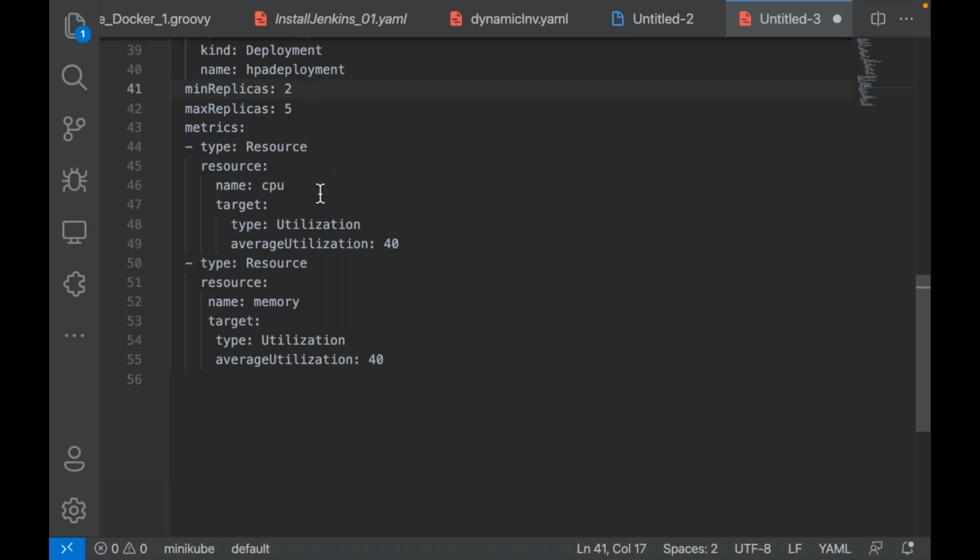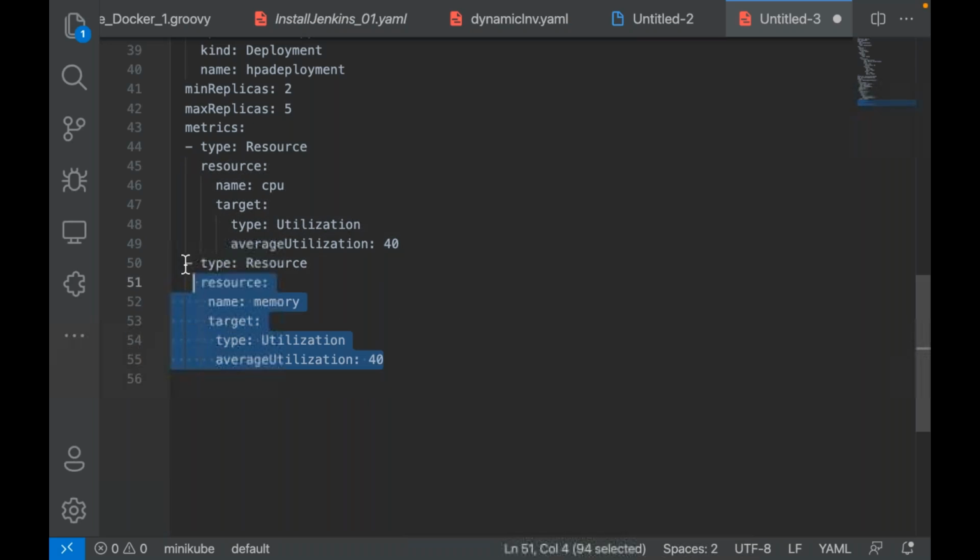Yes. Now, I just gave 40 because I cannot put that much load. But in most cases, the default value is 50. In most cases, you will tolerate up to 80. The moment it reaches 80%, it can scale. But I cannot put that much load, that's why I kept 40. So this is on CPU.